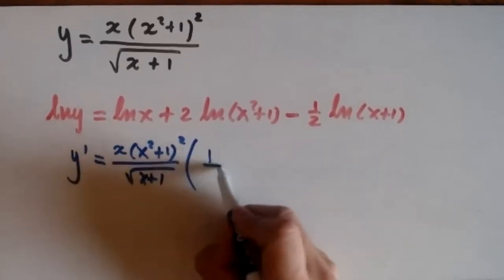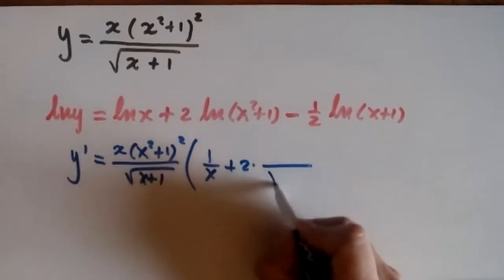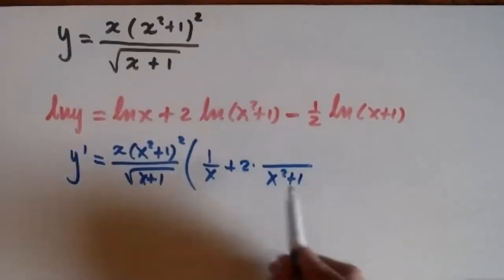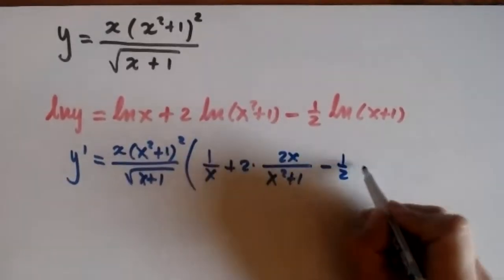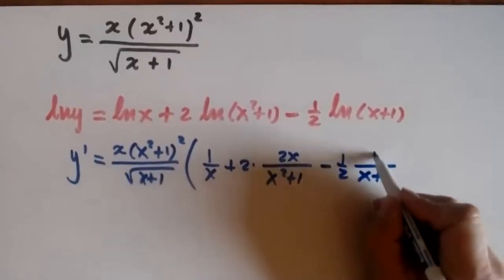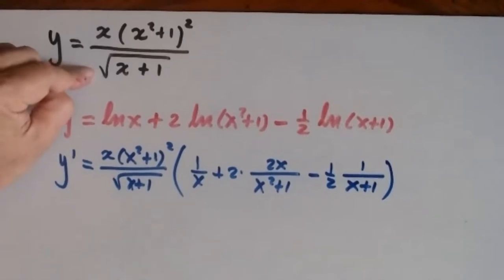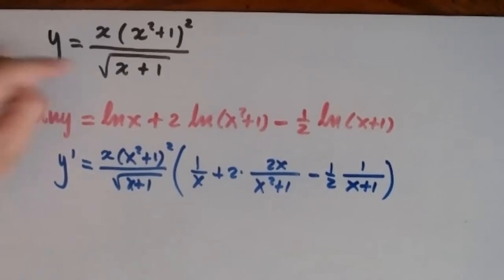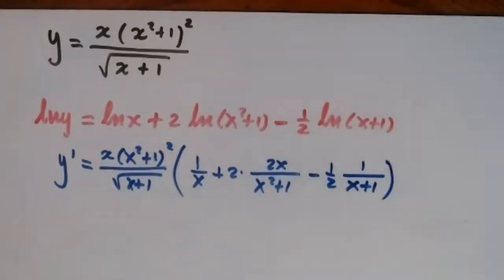Derivative of the first one, easy, 1 over x. Derivative of this one, 2 times 1 over (x squared plus 1), always the reciprocal, then the derivative, 2x. Minus 1/2, reciprocal, 1 over (x plus 1). 1 is the derivative of x plus 1. That's my answer. Believe me, if you try this the regular way, this is going to be a pain. This is easy. So logs are here to make your lives easy, not miserable, okay?